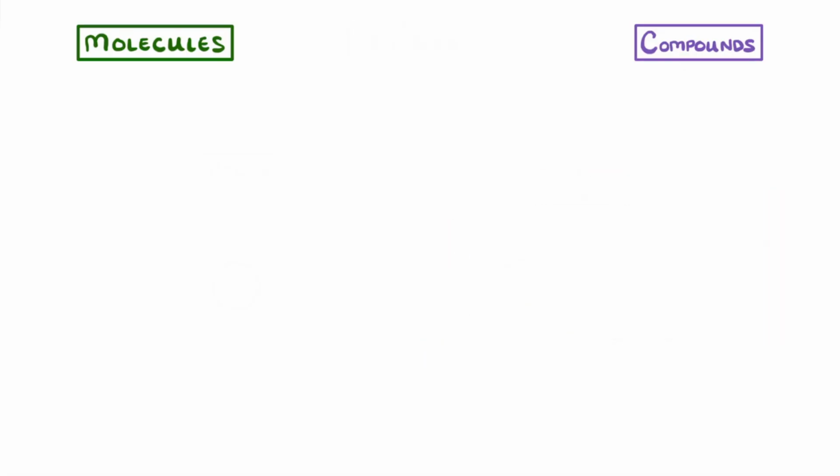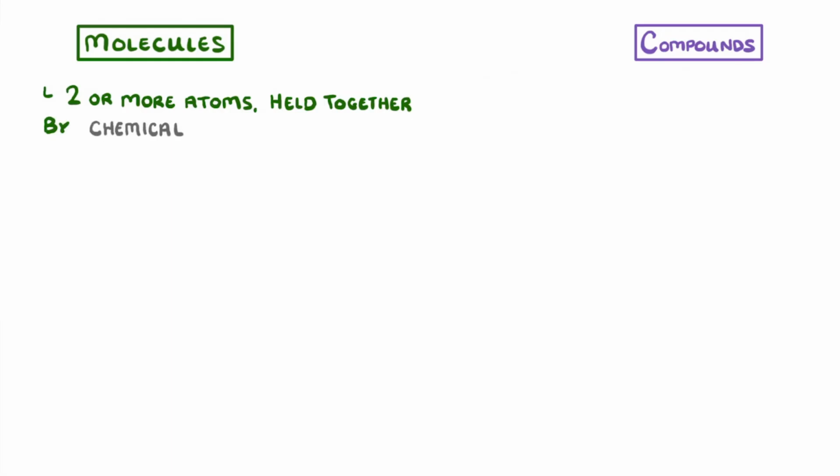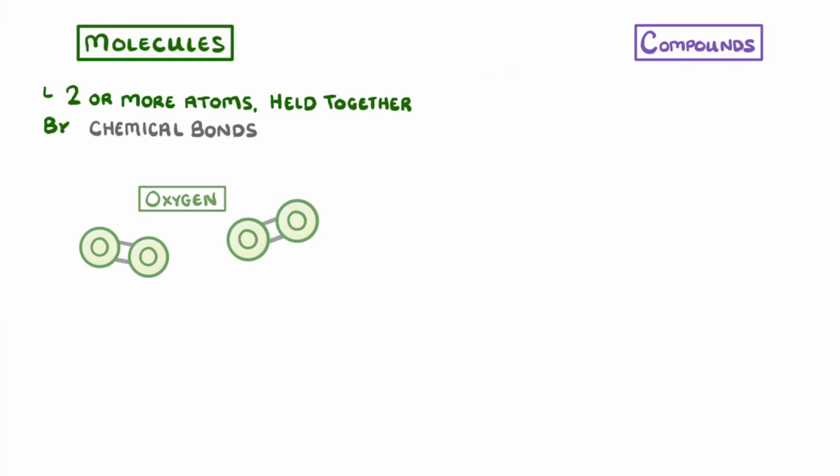A molecule is a group of two or more atoms that are held together by chemical bonds. For example, the oxygen floating in the air around us exists as pairs of atoms that are bonded together. So each of these would be classed as a molecule.